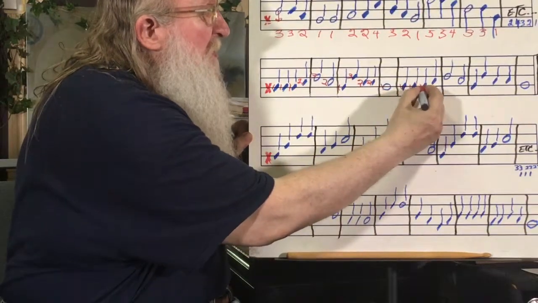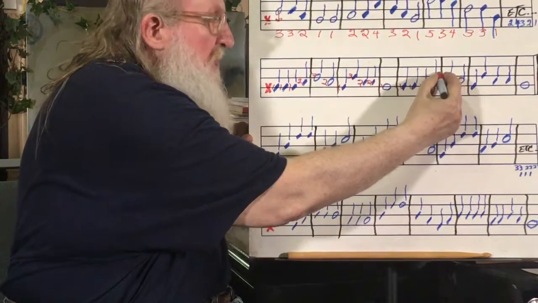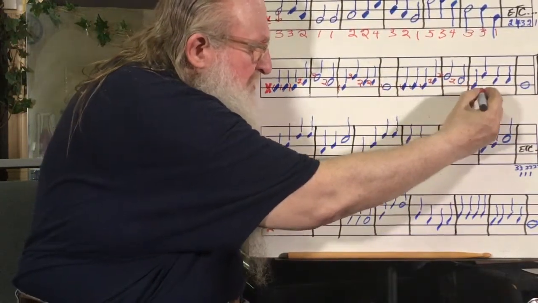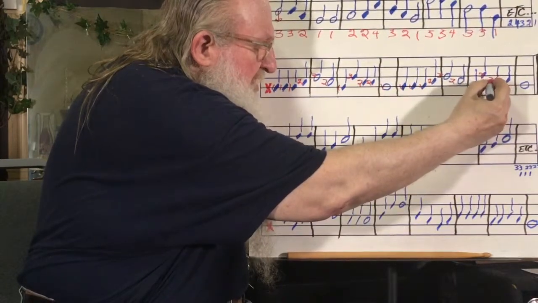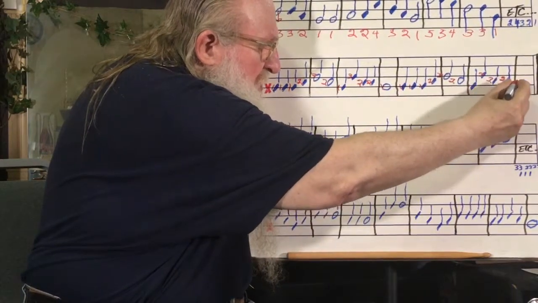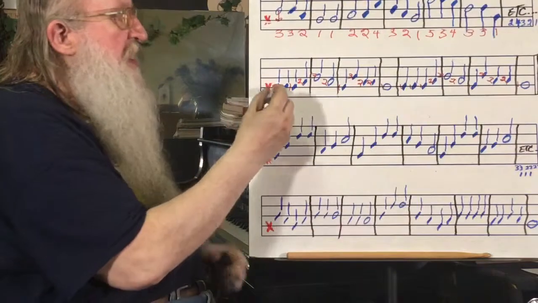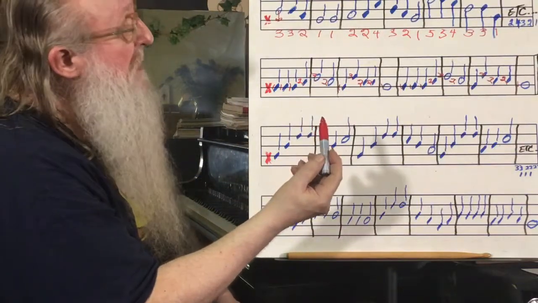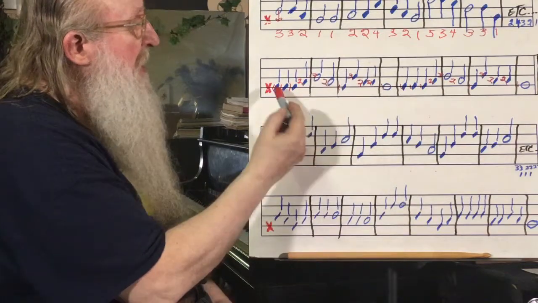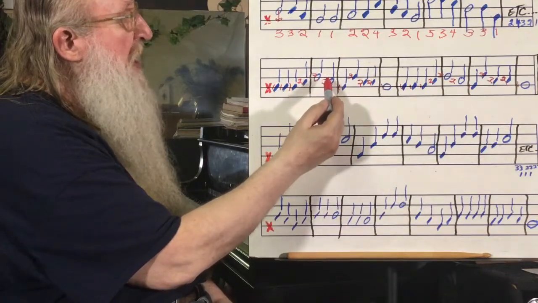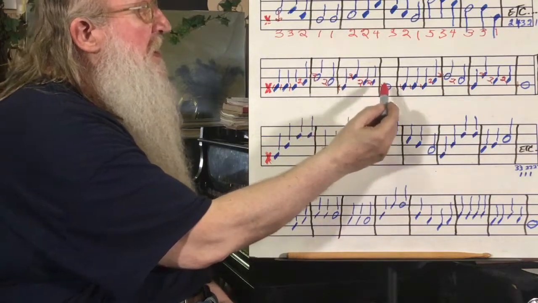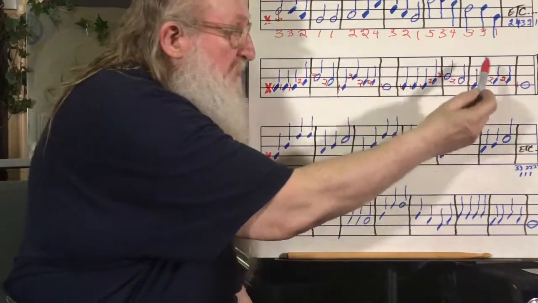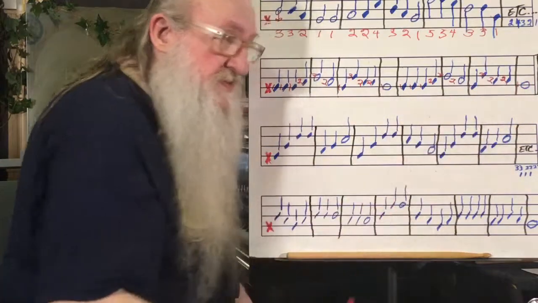1, 1, 1, 2, 3, 2, 1, skips up to 3, 2, 2, 1. We don't have to go any higher than 3 actually in this case. 1, 1, 1, 2, 3, 2, 1, 3, 2, 2, 1.